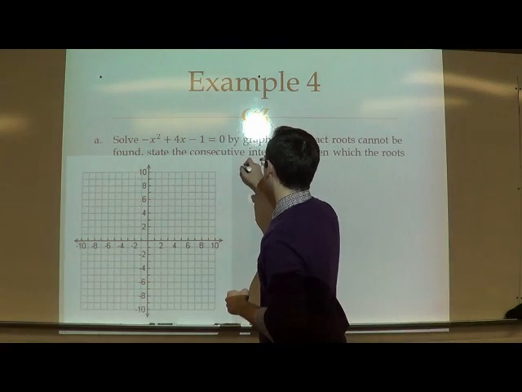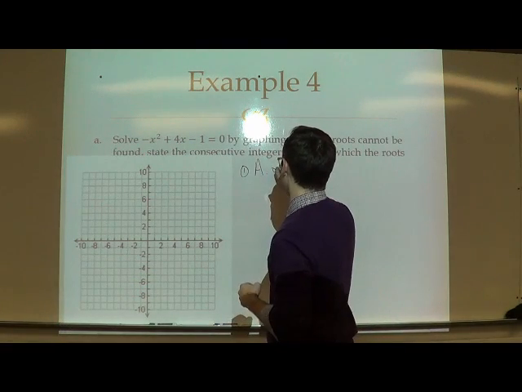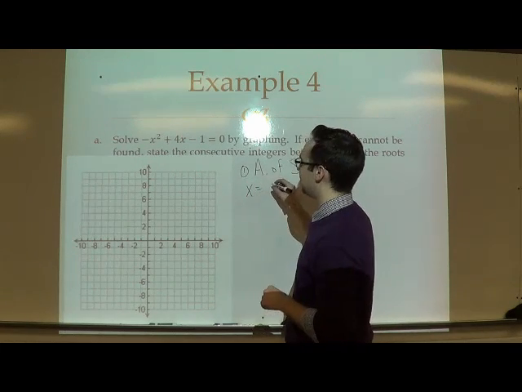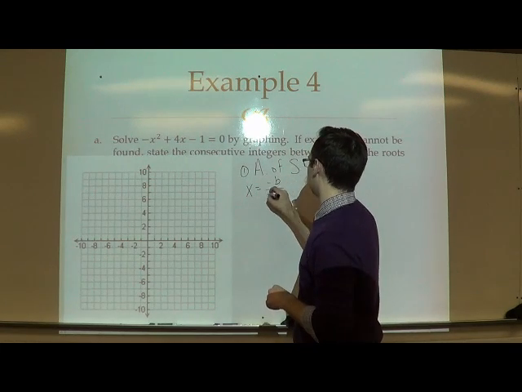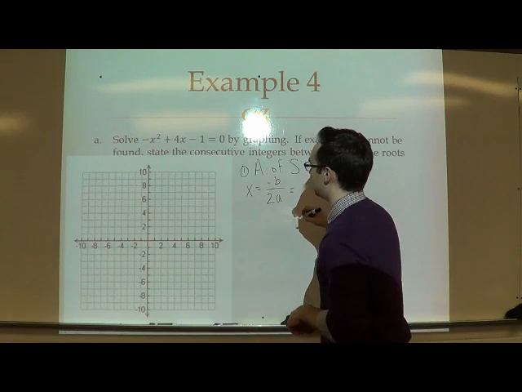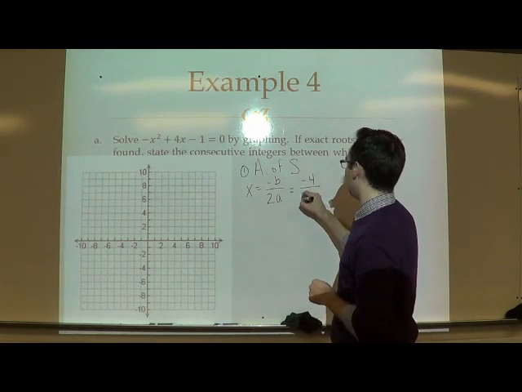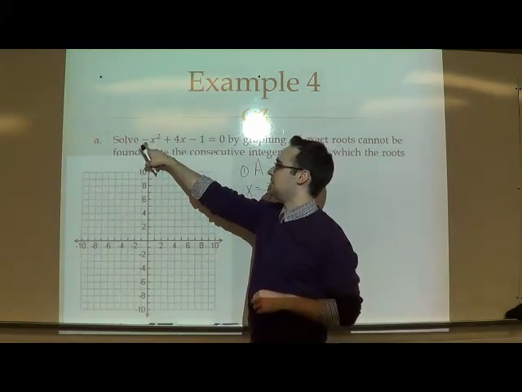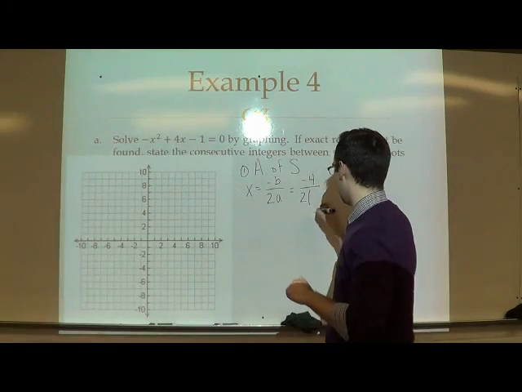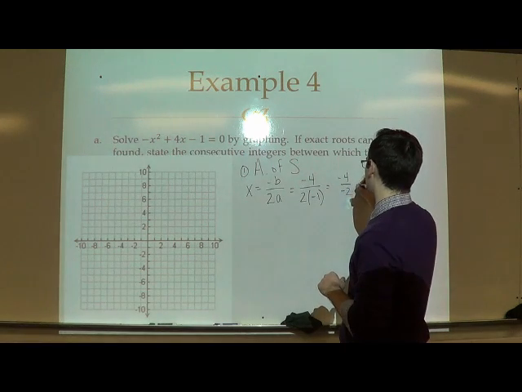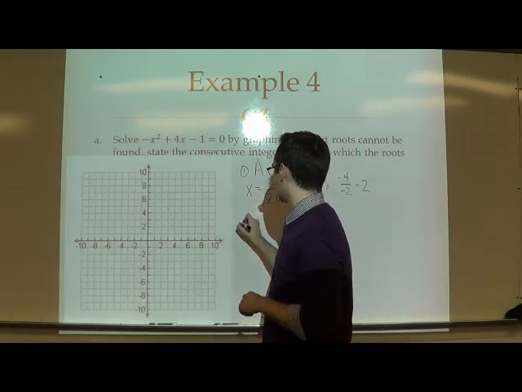Step number 1, the axis of symmetry. So we have x equals negative b all over 2a. So negative b is going to be a negative 4, all over 2 times a, which this time is a negative 1. So be careful of that. It's not always just going to be 1. So negative 4 over negative 2 is a positive 2.